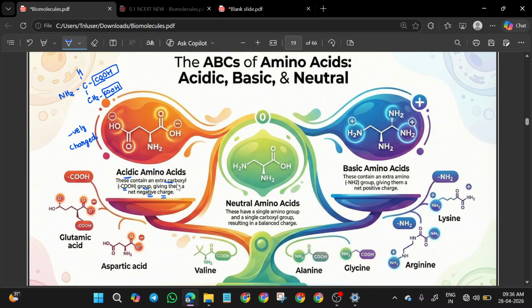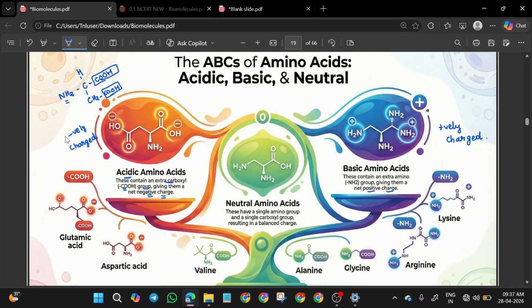In the same way, if an extra NH2 group is present, that is called a basic amino acid. This will be positively charged. We do not need these structures, you will study them in chemistry. But we mainly need to know the names. Just know what extra group is there: if the R group has an extra COOH, it is acidic; if the R group has an extra NH2, it is basic, that is positively charged. We have to know the examples.